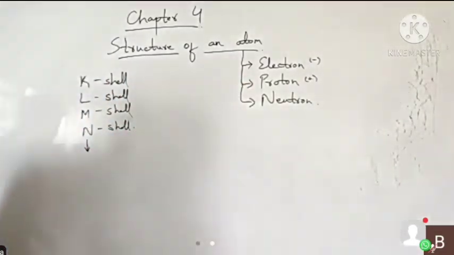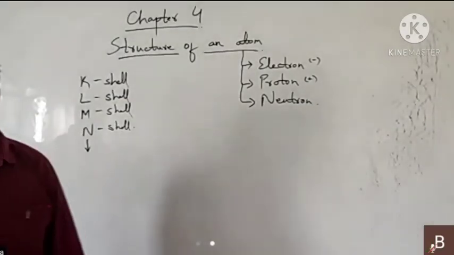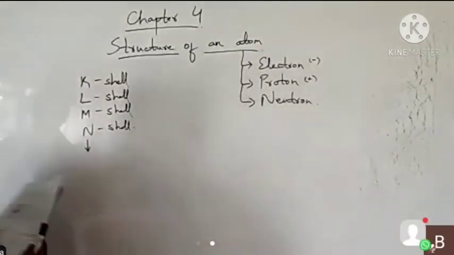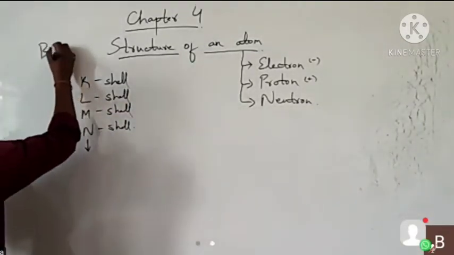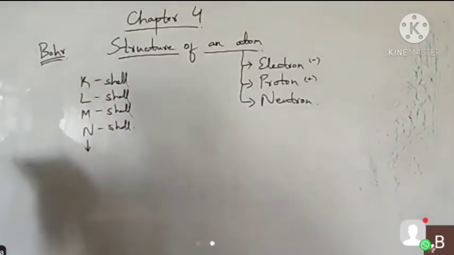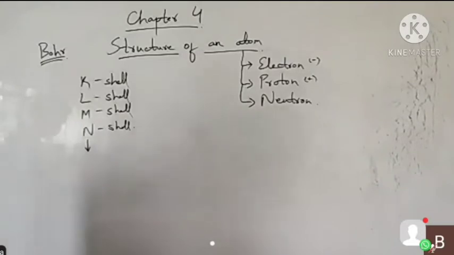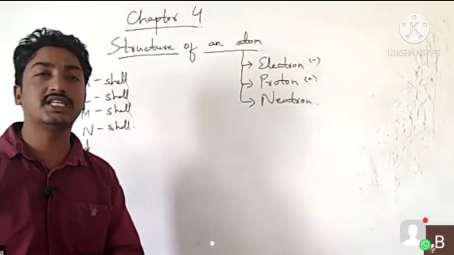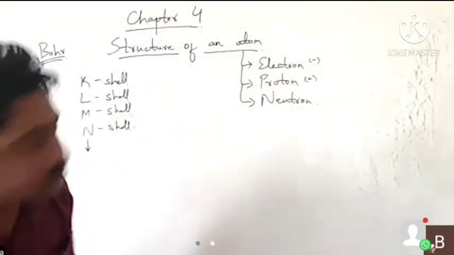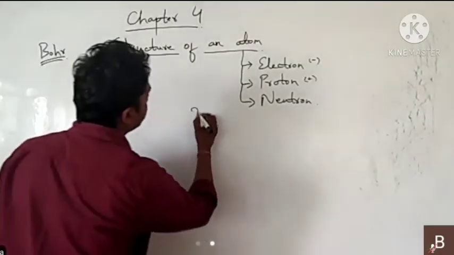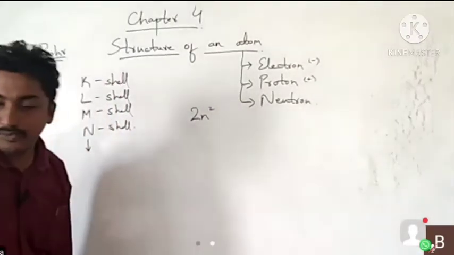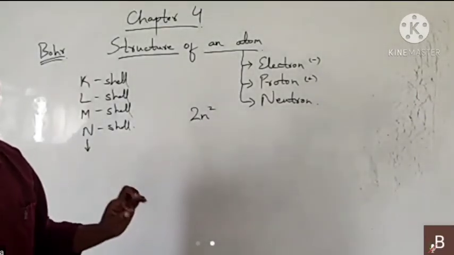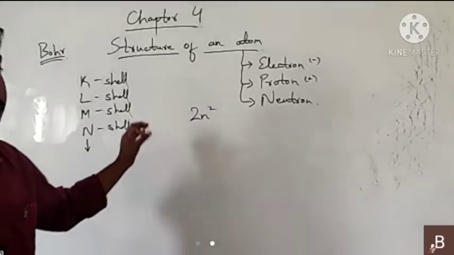So we can say that the distribution of electrons into different orbits of an atom was suggested by Bose. The following rules are followed for writing the number of electrons in different energy levels or shells. The maximum number of electrons present in a shell is given by the formula 2n². So what does that mean? Where n is the orbit number or energy level index: 1, 2, 3 and so on.